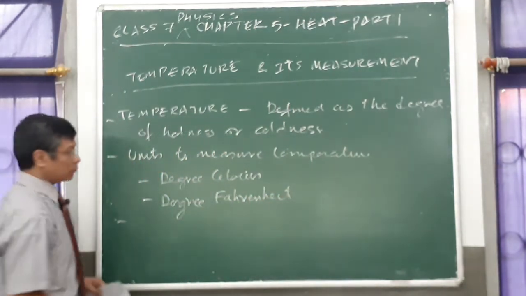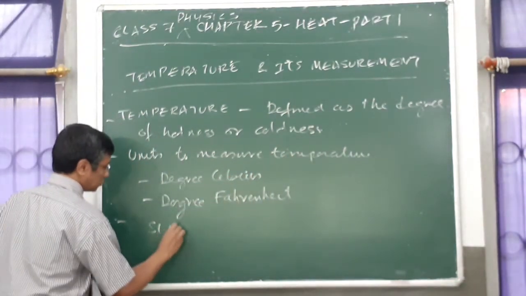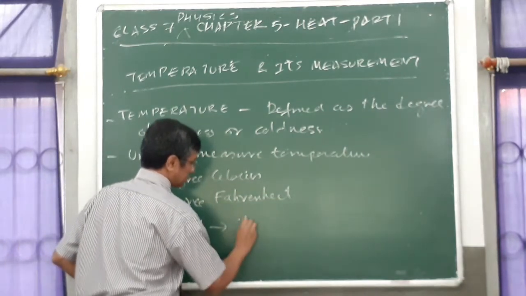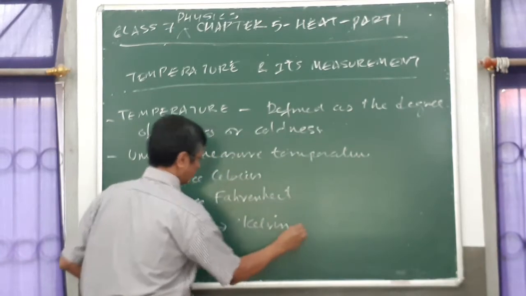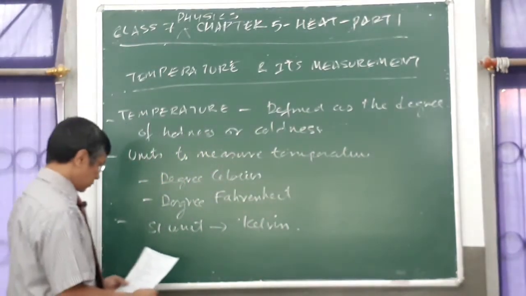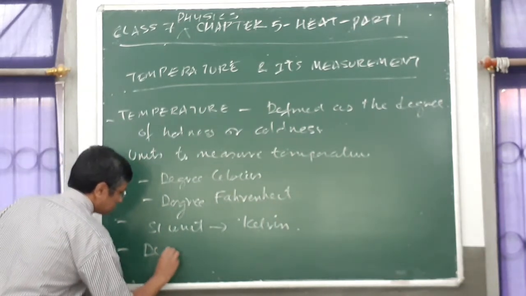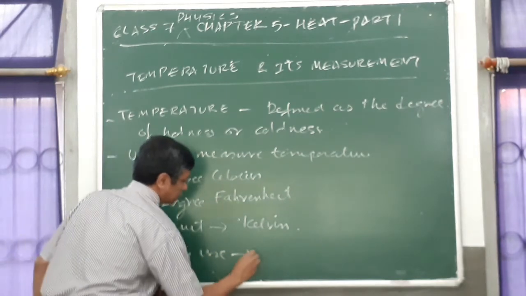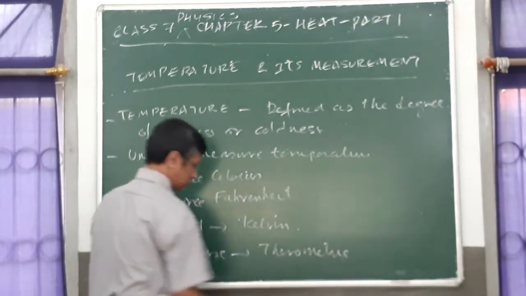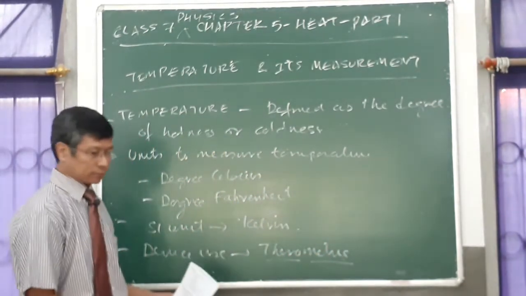And we have one more unit for measurement of temperature, and that is the SI unit of temperature. The SI unit of temperature is Kelvin. So we have three units that are used to measure temperature, and the device used to measure temperature is called a thermometer. Thermo means heat and meter means a device for measuring.